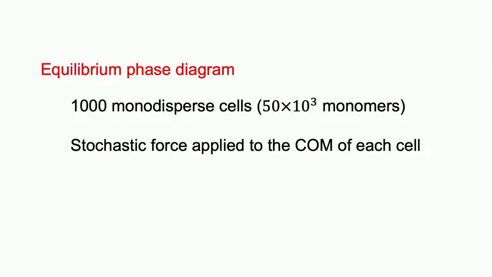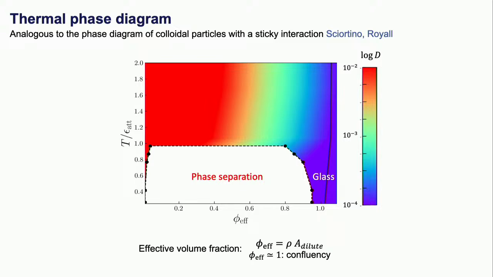Okay, so the equilibrium phase diagram. What we're going to do is a very standard thing. We have a system of 1,000 cells, each of them with 50 monomers. And we apply a stochastic force to the center of mass, and then essentially we do a Langevin dynamics. We ensure that we are in equilibrium, so a long enough simulation, and then we characterize the phase. And what you find for the phase diagram is these things here.